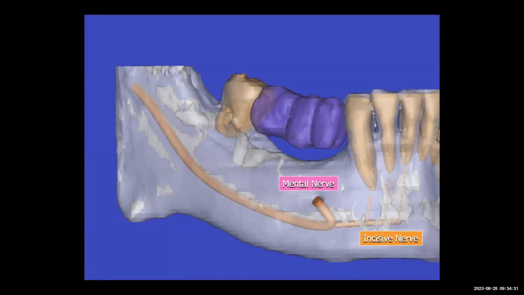And that ends up with a lot of morbidity. So ideally, the best way is you stay above the nerve, usually 2 millimeters. Now, the inferior alveolar comes here, and as it comes forward, it actually branches into 2 terminal branches. One is the mental nerve, and the second is the incisive nerve, which we've already talked about.